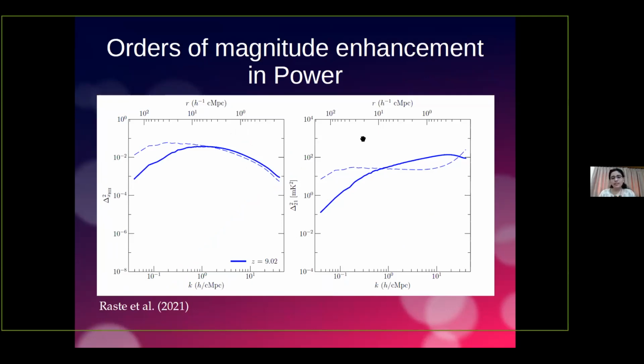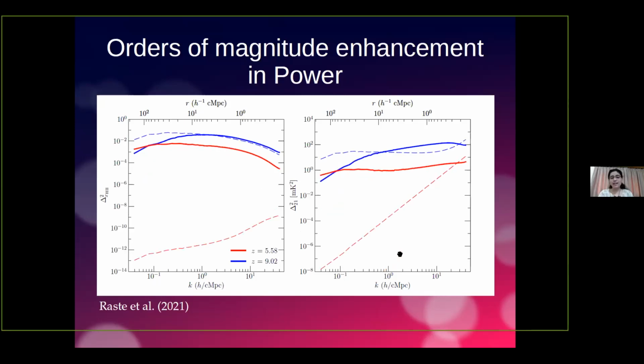But there is a similar trend in the brightness temperature power spectra. However, comparing the same two models at lower redshift, at redshift 5.6, you can see that there is orders of magnitude difference in the brightness temperature power spectra. And most of the power in the brightness temperature in the early reionization model comes from the density fluctuations, because the ionization fluctuations are completely negligible.